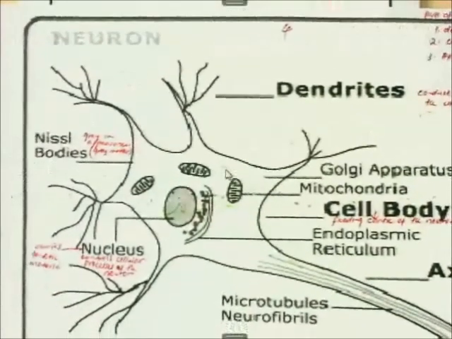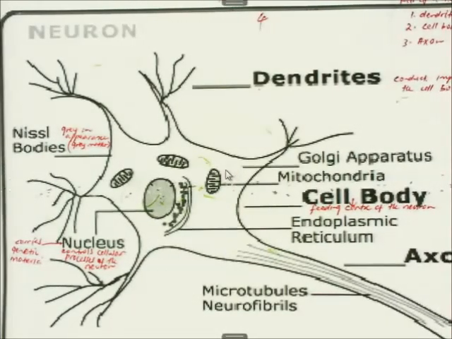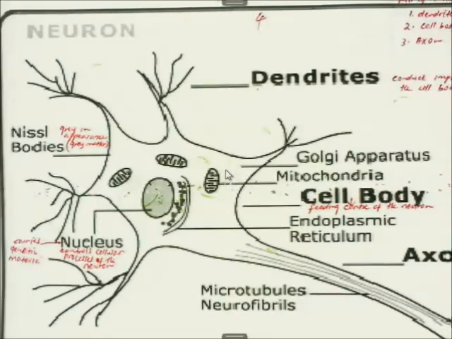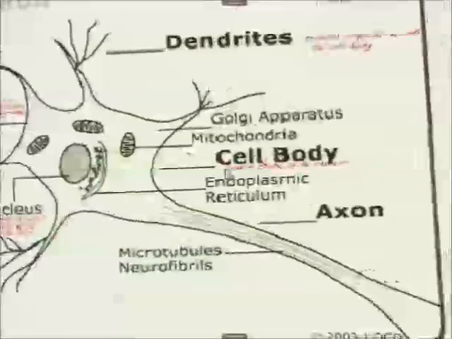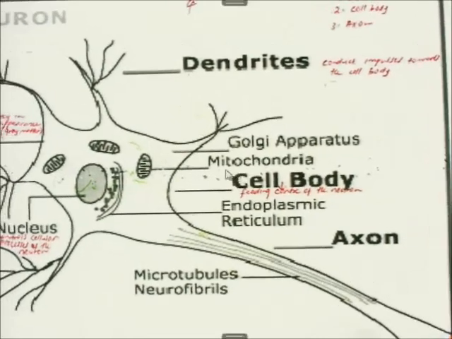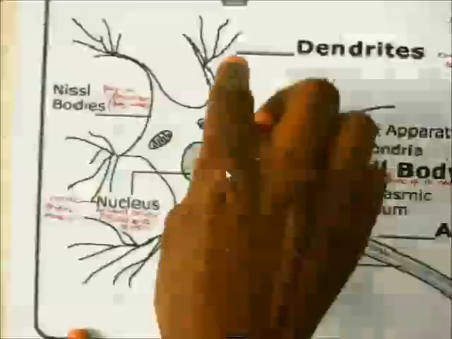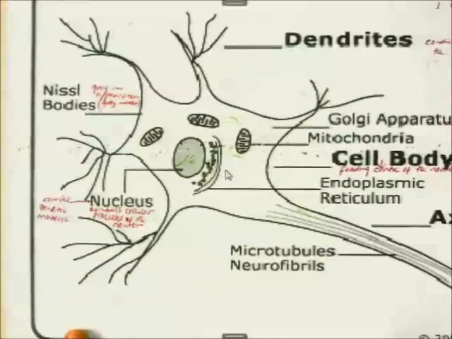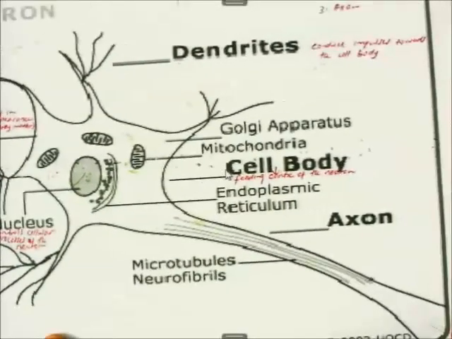The nervous system is a system which is made up of the neurons or the nerve cells. So this is the structure of a neuron. A neuron has three main parts. The first part is the dendrites. Dendrites conduct impulses towards the cell body.